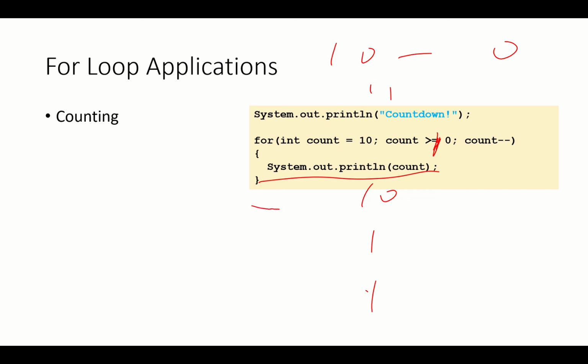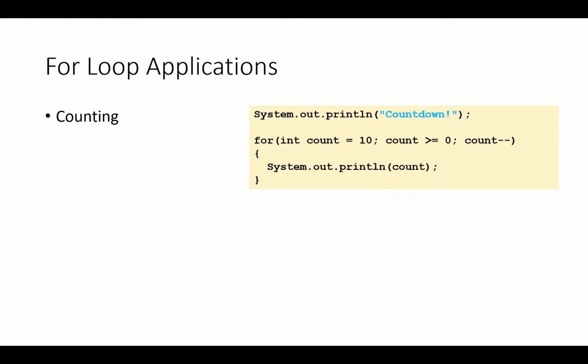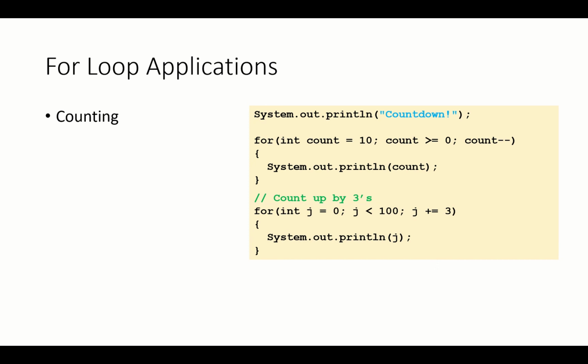Even after this code, you can System.out.print "Happy New Year", right? Just the count from 10 to 1 and at the last second, Happy New Year, right? And in some cases, you want to count up every 3, right? So the only thing you need to do is just update in here, right?